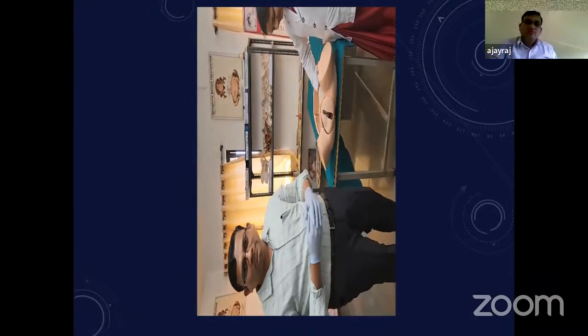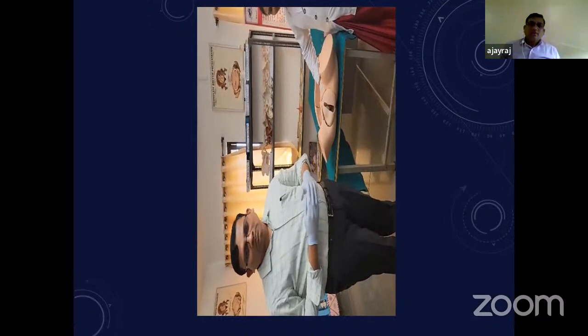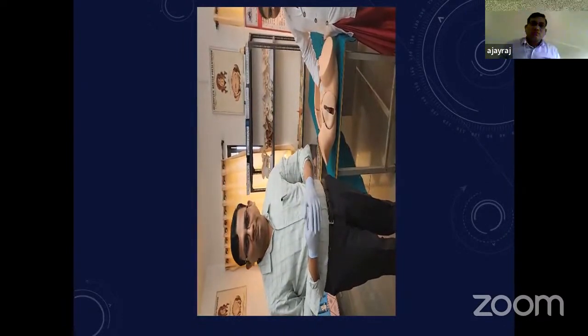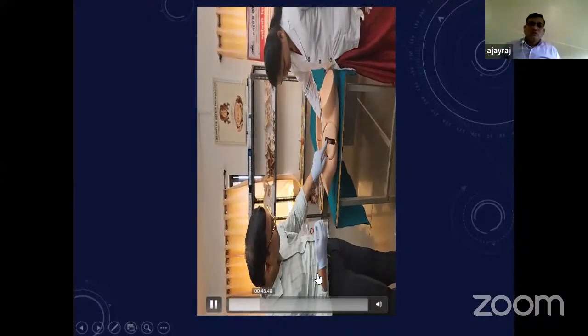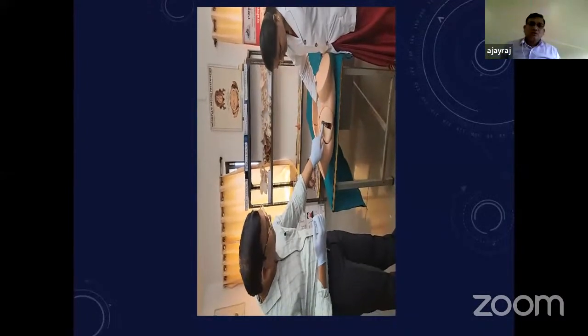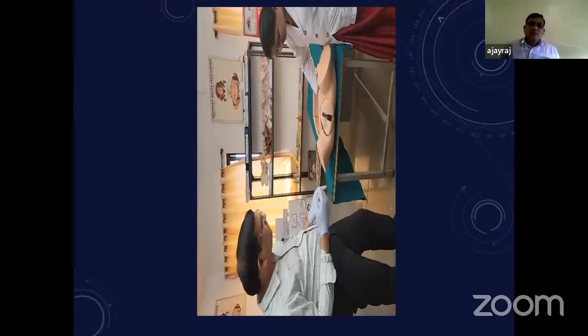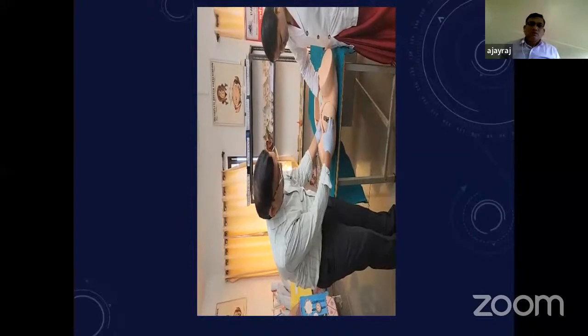So here I'm explaining the mnemonics again. A, B, C, D, E, F, G, H, I, J. That is the mnemonics. The scalp is visible and occiput anterior position is there. The rotation should not exceed beyond 45 degrees on the right or the left.